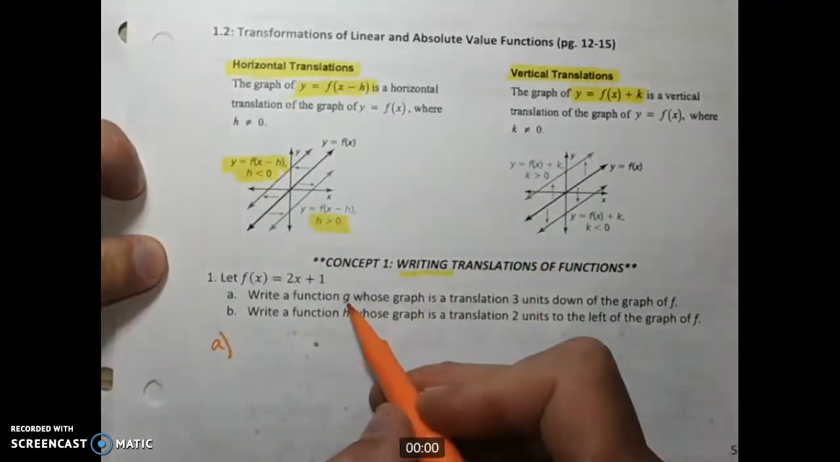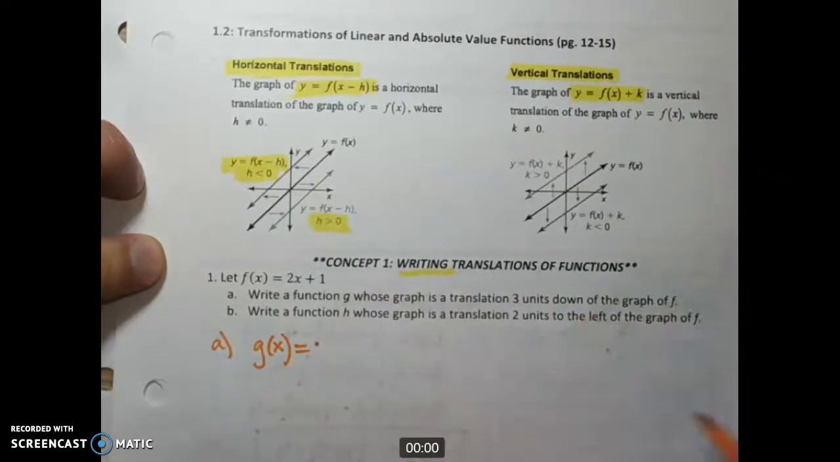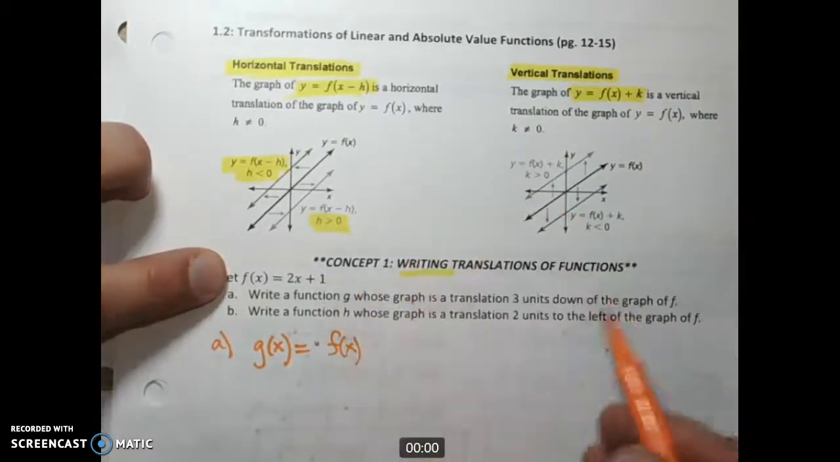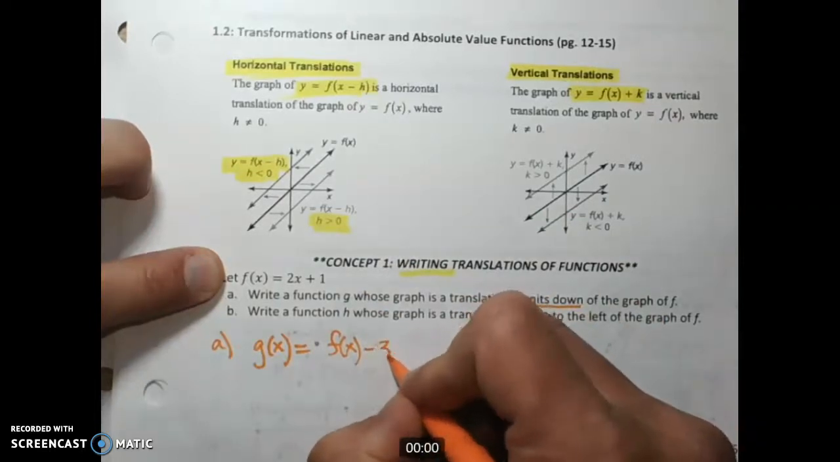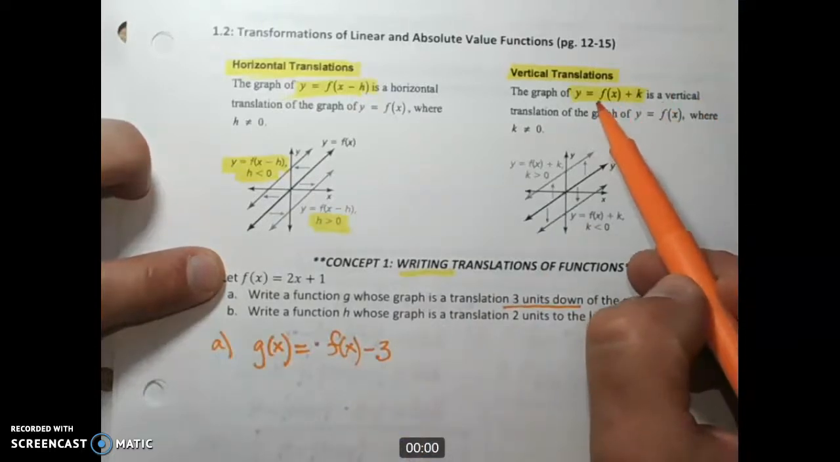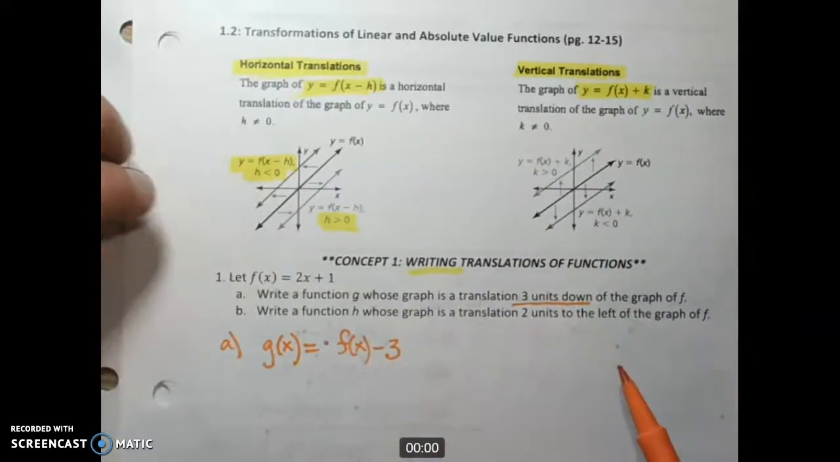How I'm going to do that is I'm going to write the new rule for g of x. So g of x is now equal to what? Well, it's equal to f of x, my initial function, and then 3 units down, which is going to come right after the fact. f of x minus 3, just like our vertical transformation, f of x plus k. f of x minus 3, 3 units down.